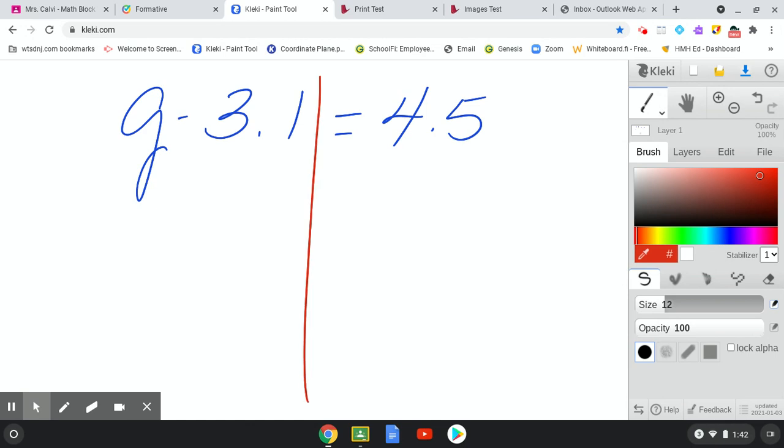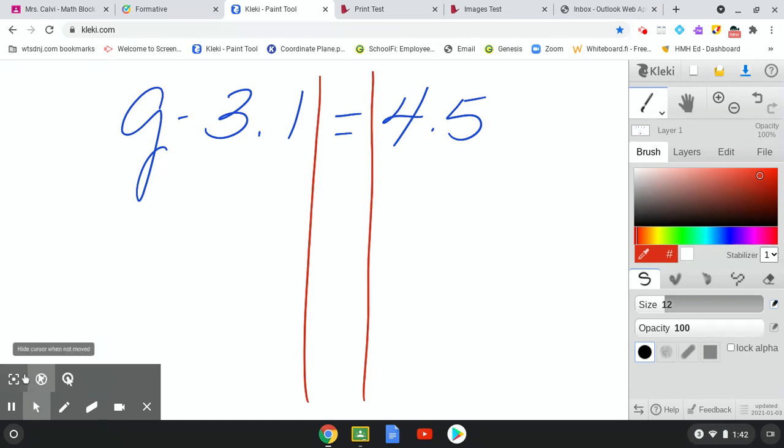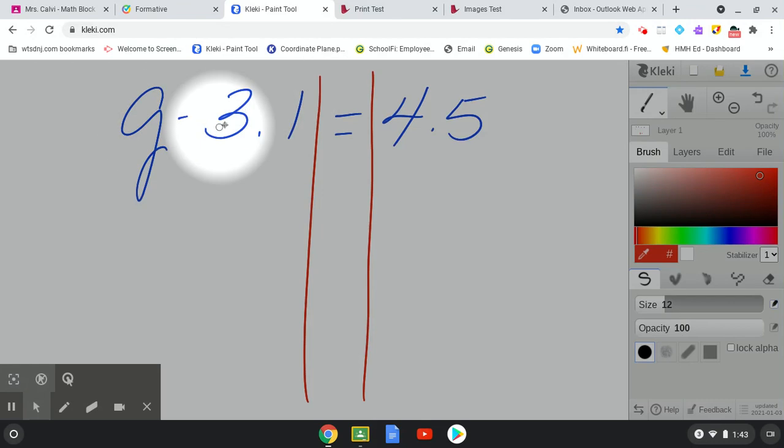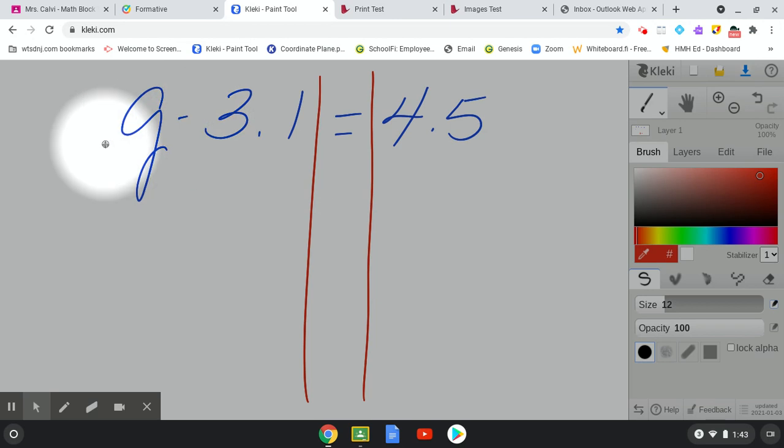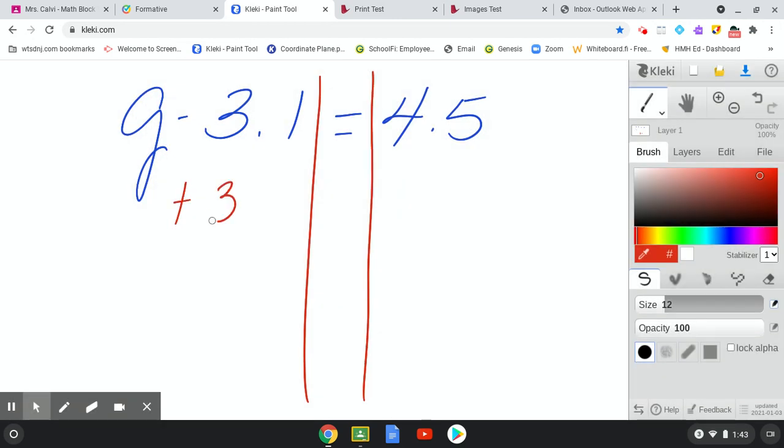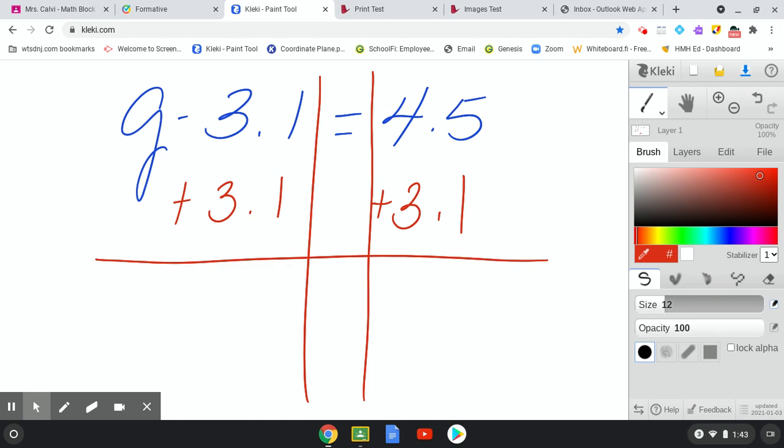So remember, we're going to draw our lines. We want to get rid of whatever is on the same side as our variable. So we have a minus 3.1. We're going to do the opposite operation, which is adding. So we are going to add 3.1, and whatever we do on one side of the equation, we must do on the other side of the equation. So we're going to add 3.1 to both sides.